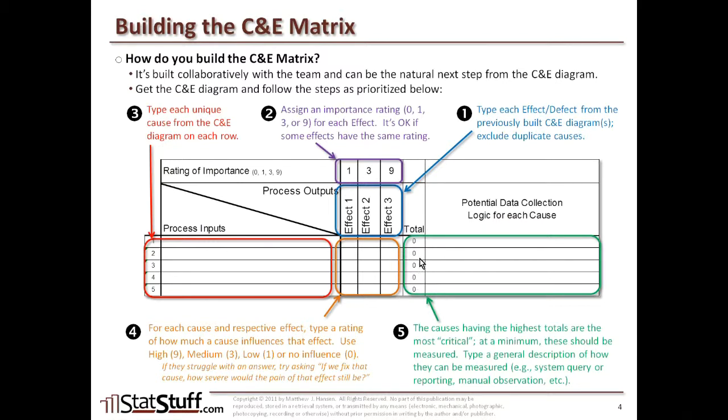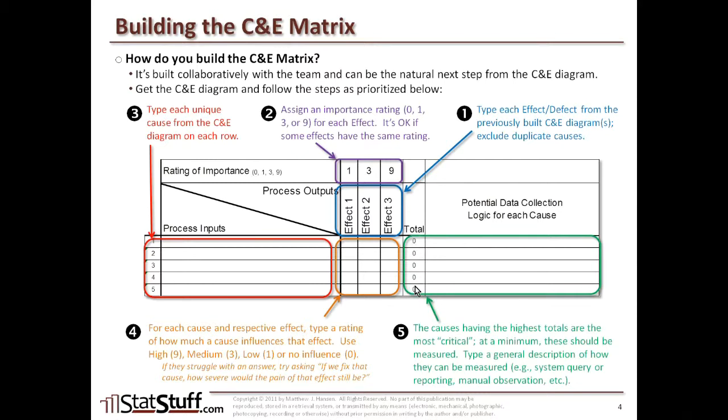And what it's going to do is, based off of the rating that you gave each effect, and based off of the level of influence each of those root causes had on each effect, it's going to come up with a score, a multiplier here, and it's going to tally up here. And that score is basically the total that will reflect which one of those potential root causes are probably the ones that are most critical. So whatever has the highest total over in this total column is the one that's going to be most critical.